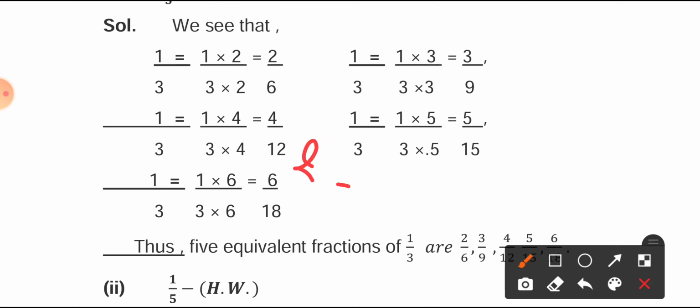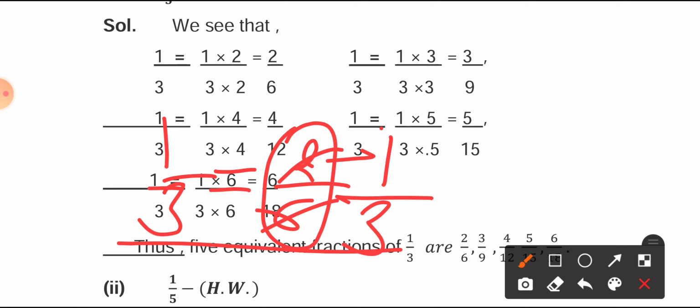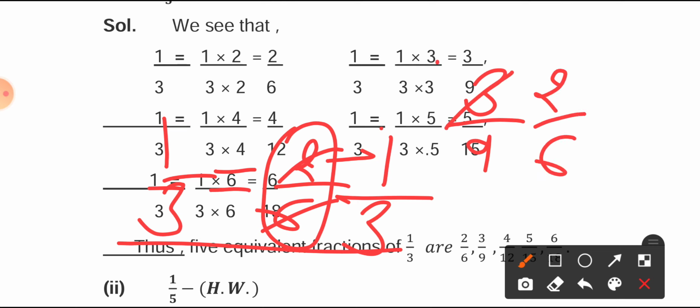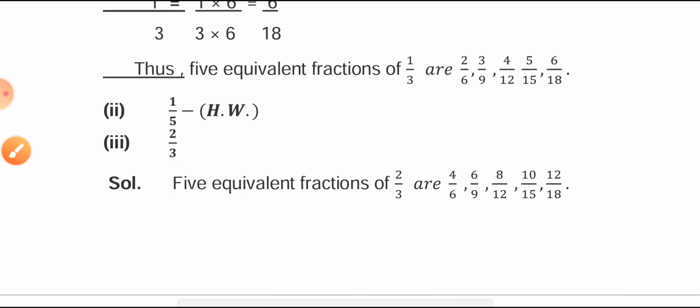As you can see 2 by 6 and 1 by 3, how can we say that these are equal? If you find the simplest form of 2 by 6, 2 1s are 2, 2 3s are 6. It means 2 by 6 can also be written as 1 by 3. It means they are equal. If we compare 3 by 9 and 2 by 6, 3 1s are 3, 3 3s are 9, 2 1s are 2, 2 3s are 6. Again you can say that these two are equal, 1 by 3 is equal to 1 by 3. It means all of these are equivalent fractions. The next one is your homework.